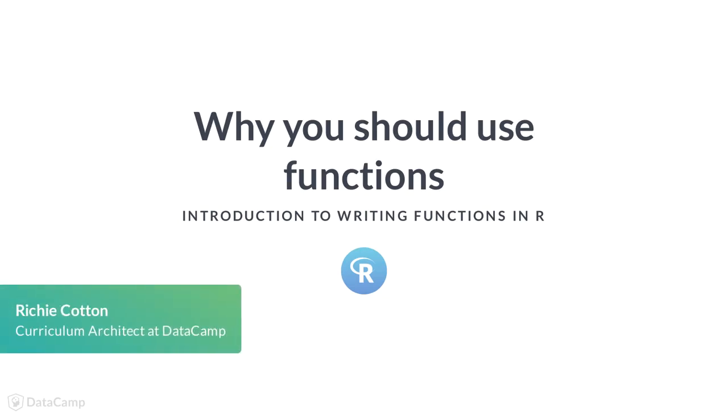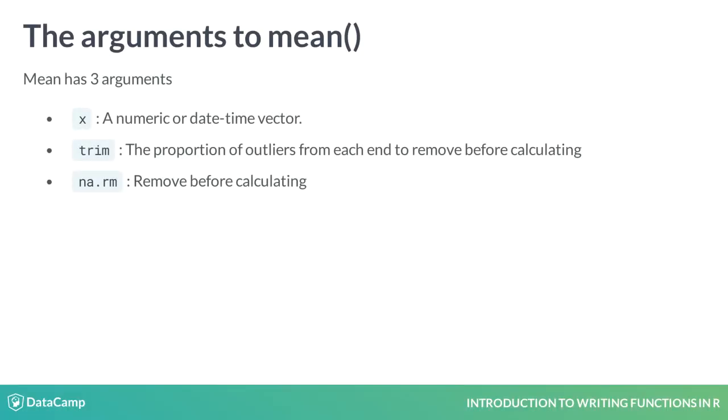You've already used many of R's functions. If you've taken any other DataCamp courses, I'm sure you had to call mean in some of the exercises. To recap, it has three arguments. X is a vector of numbers or times. Trim is the proportion of highest and lowest values to remove before calculation. na.rm is a logical value determining whether missing values should be removed.